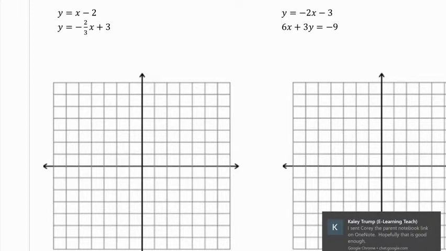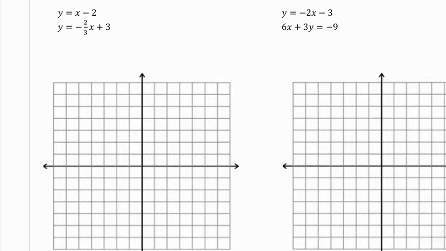So remember, to graph a line, the easiest way is to have it in slope-intercept form. So y equals mx plus b, right? Remember, your b is your y-intercept, and your m is your slope. That's the easiest way to graph a line, is to have it in slope-intercept form. So I'm going to start when I go to graph my y equals x minus 2. I'll start with my y-intercept, which is negative 2. So put a negative 2 and put my point on the y-axis.